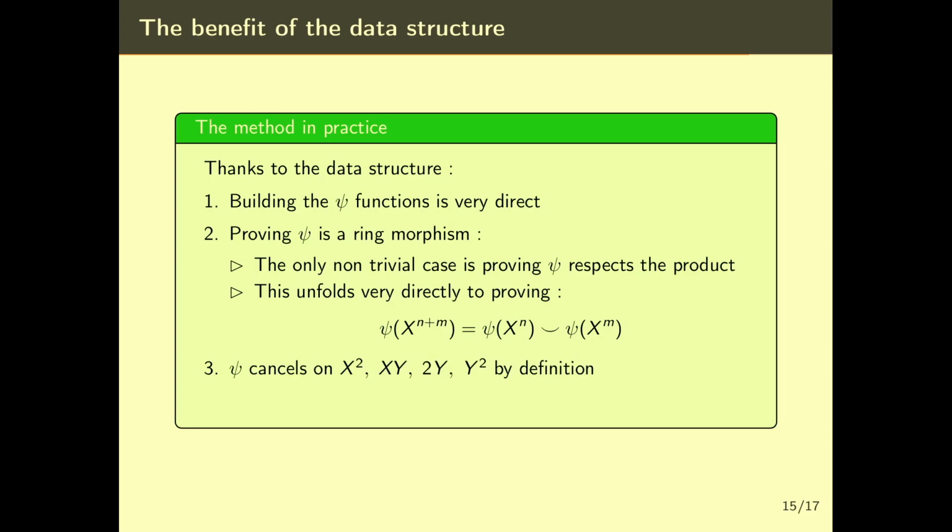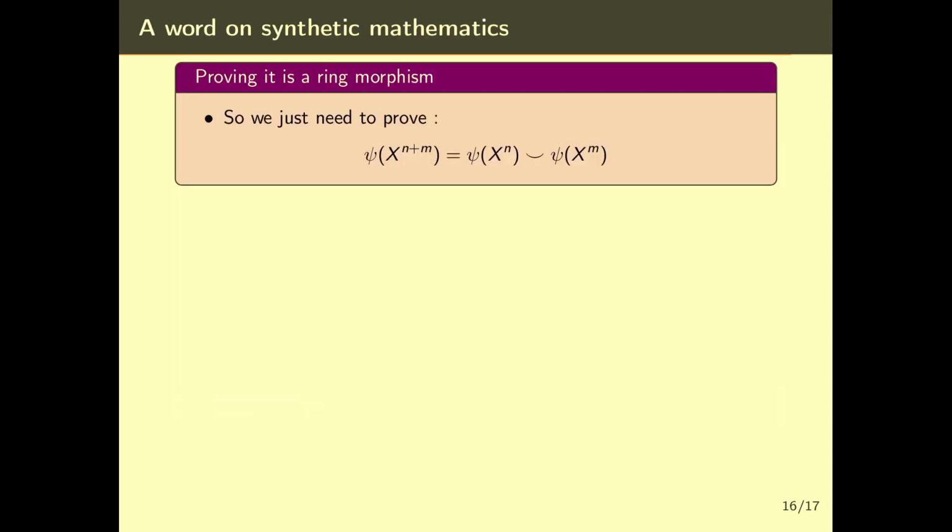Then proving that psi cancels on the different elements in the quotient, well, if you build psi correctly, it should be by definition, so you have nothing to do. And building an inverse is equally direct, and proving it is equally direct. So basically, using the good data structure, all that we need to prove is what we care about. All that we need to prove is to characterize the cohomology groups and characterize the behavior of the cup product on the space. And that's what this equation means.